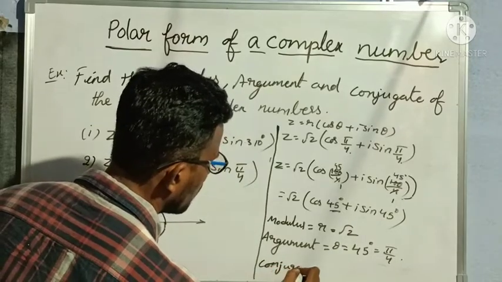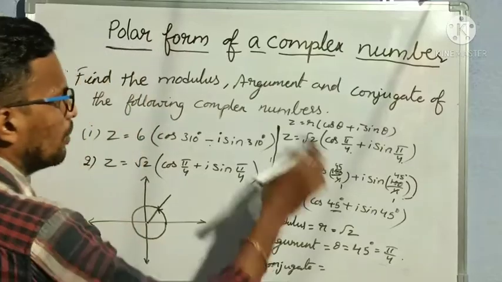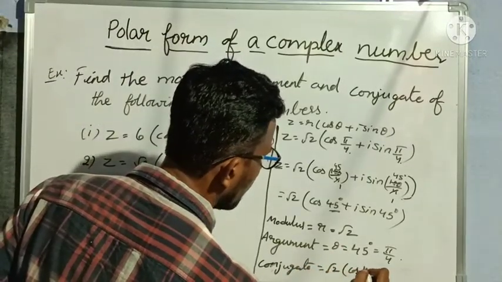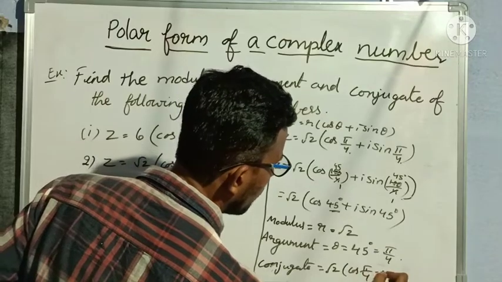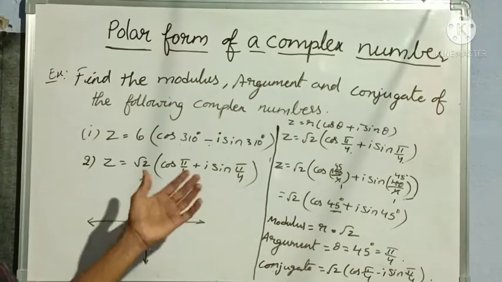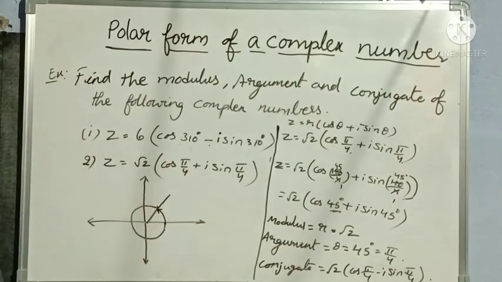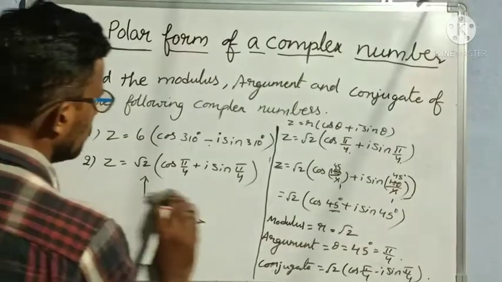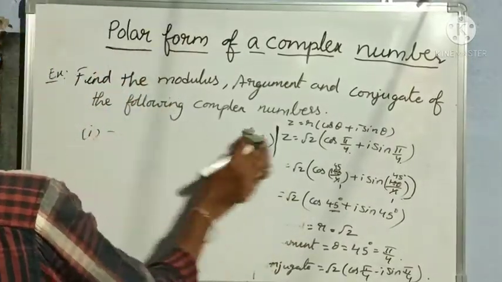So conjugate is equal to, in the place of plus we have to take minus. So root 2 of cos pi by 4 minus I sin pi by 4. This is how we have to find out modulus, argument and conjugate. So once again I'll write briefly. Just listen.